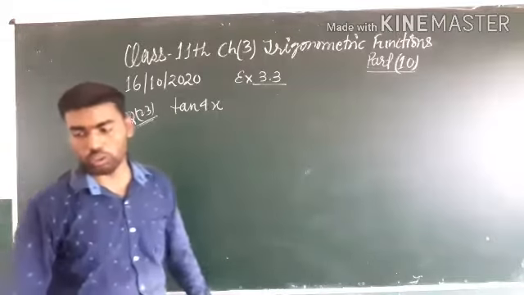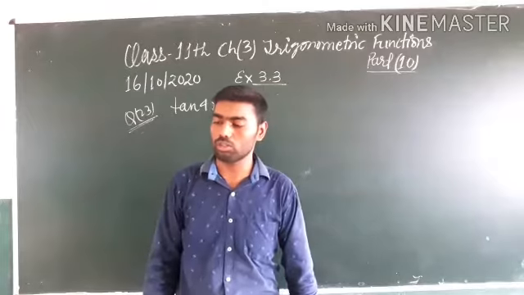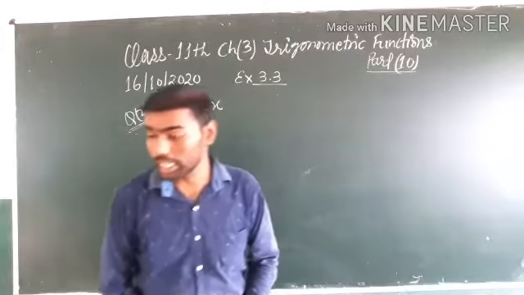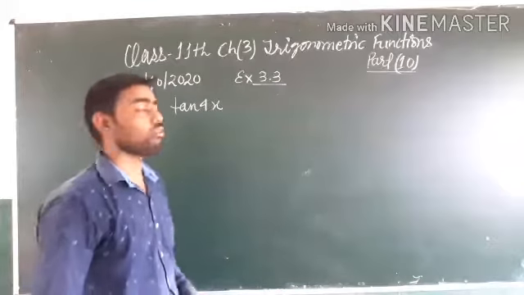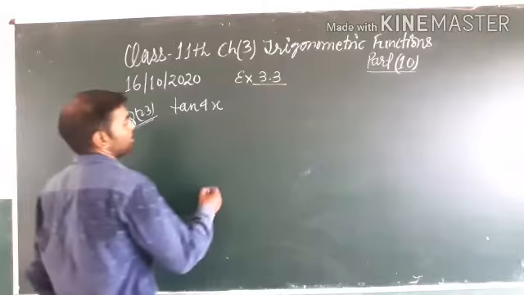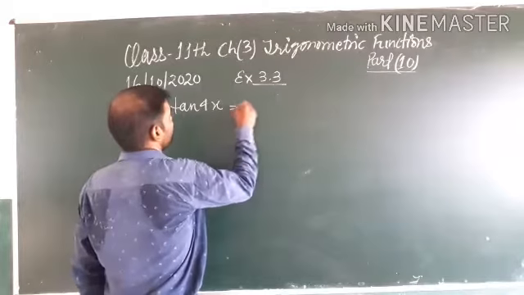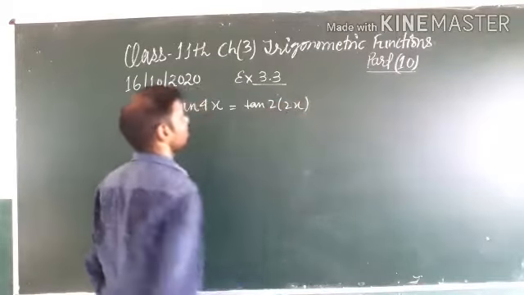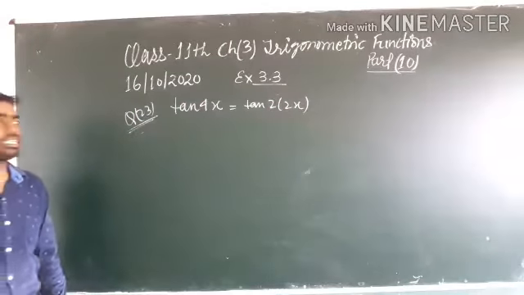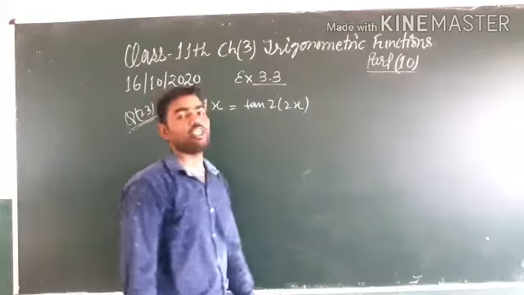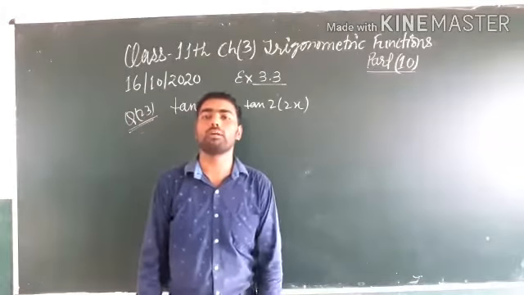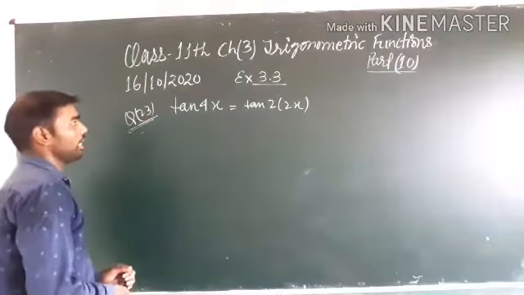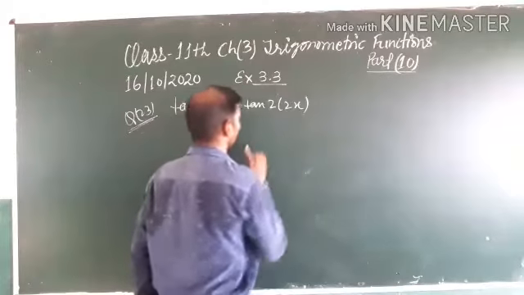Tan 4x is equal to 4 tan x minus 4 tan cube x upon 1 minus 6 tan square x plus tan to the power 4 x. Here tan 4x can be written as tan 2 into 2x, and you know the formula: tan 2a is equal to 2 tan a upon 1 plus tan square a. So we use this identity in this question.